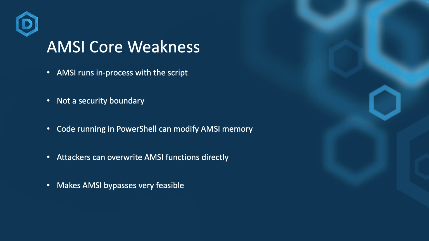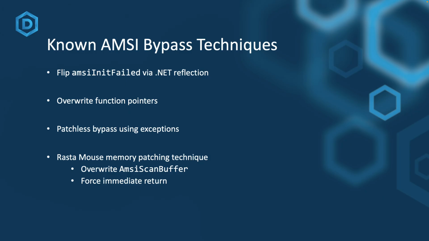And because it is in memory, you can modify the AMSI code that is there. You're able to directly overwrite that. And that makes this attack vector very feasible for evading antivirus.